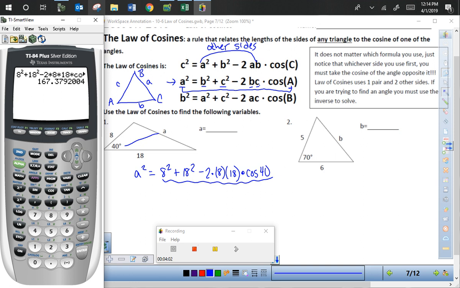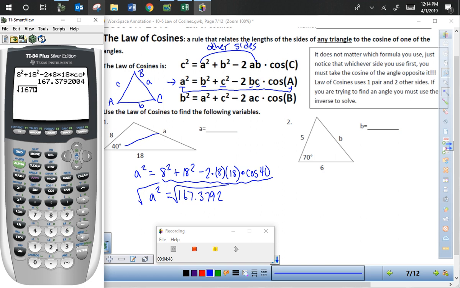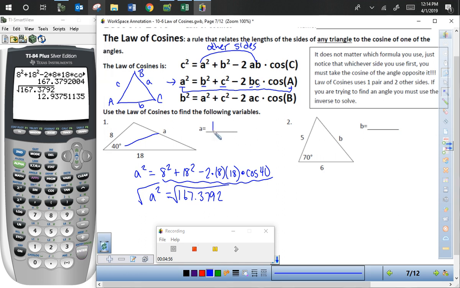Now, we get a pretty big number here compared to the 8 and the 18 because this is A squared. So A squared is equal to 167.3792. Last time, all our in-between answers, we went ahead and wrote down 4 decimal places. Let's do the same thing here. But then to get rid of the squared, we just have to take the square root of that number. So the square root of 167.3792 gives us 12.9, and that seems more reasonable with the numbers 8 and 18 in our picture.